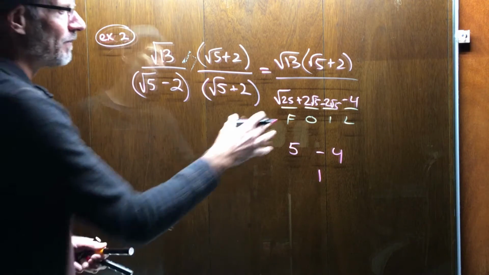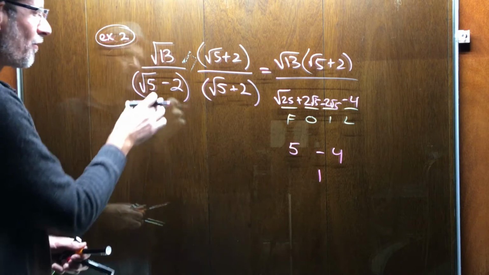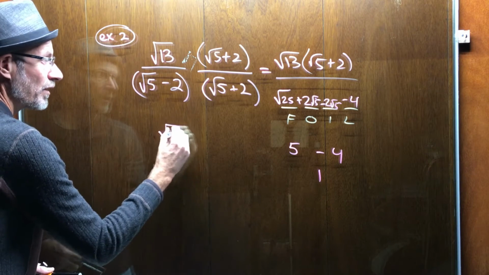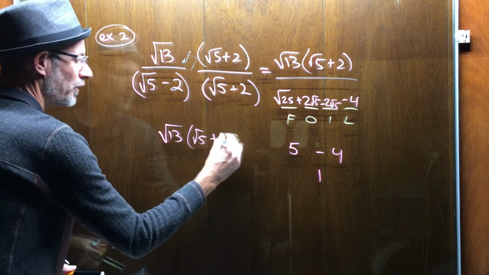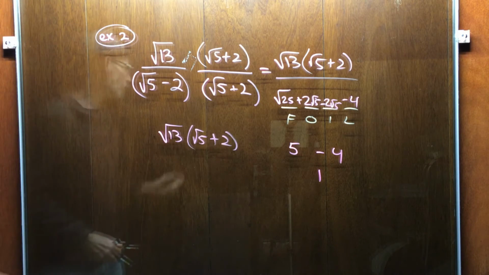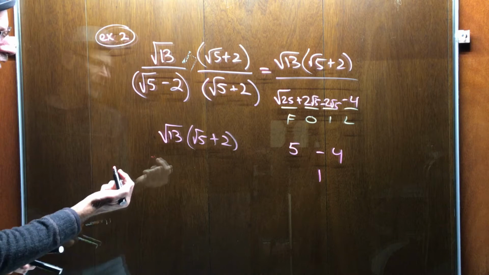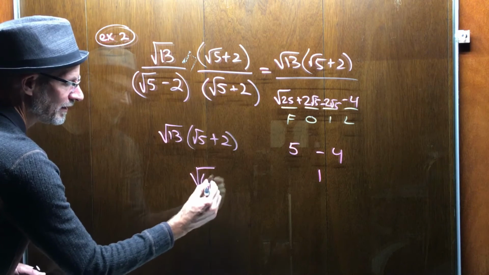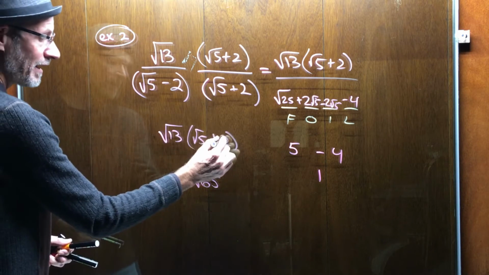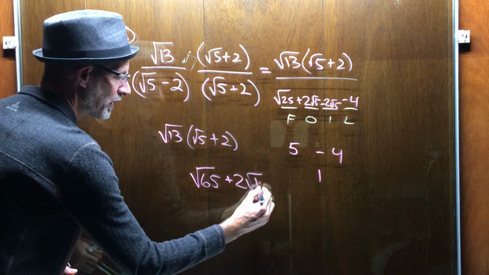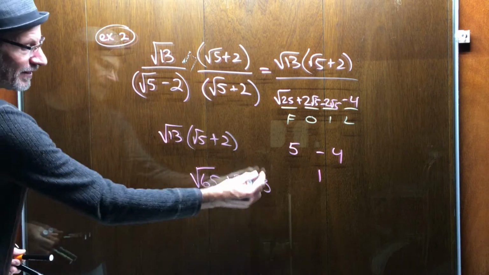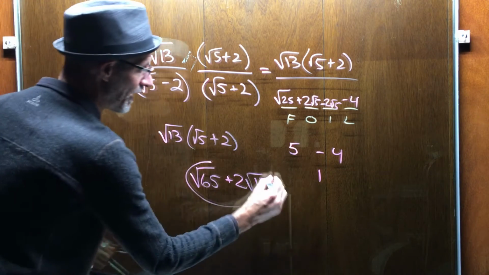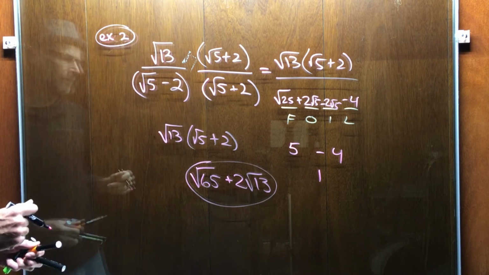So when I rewrite my problem, the denominator now, after we've rationalized it by using the conjugate, is only a 1. So I'll have the square root of 13 times the square root of 5 plus 2 over 1. So I'm not even going to write the 1, but now I am going to have to do the distributive property. So root 13 times root 5 is root 65, and root 13 times 2 is 2 root 13. And so this has radicals in it, but they're not in the denominator. So this is a simplified version of our original fraction.